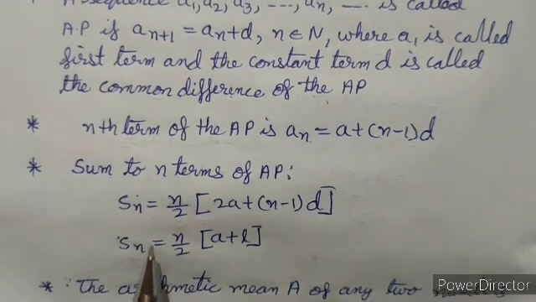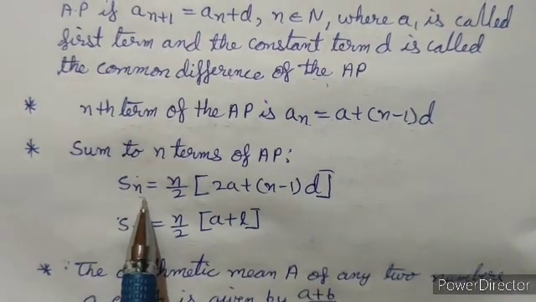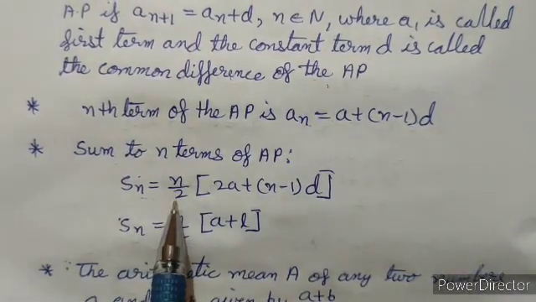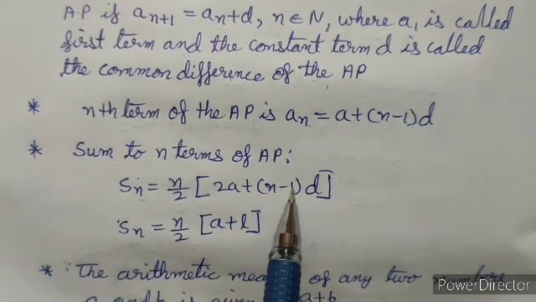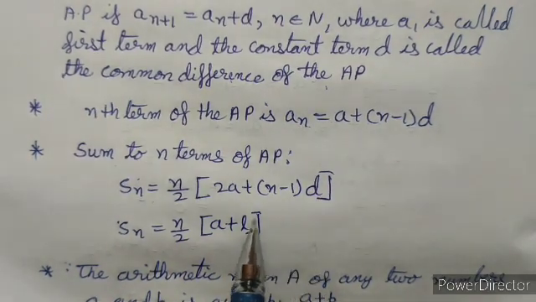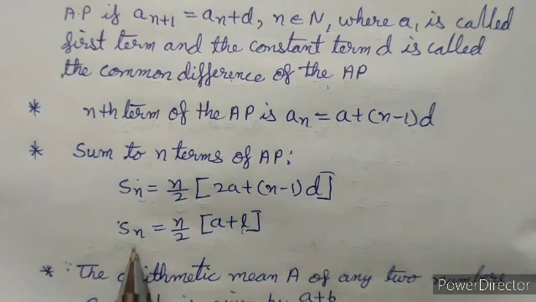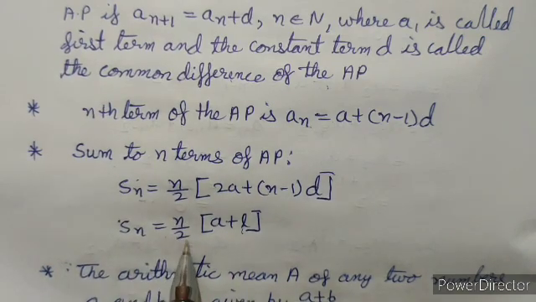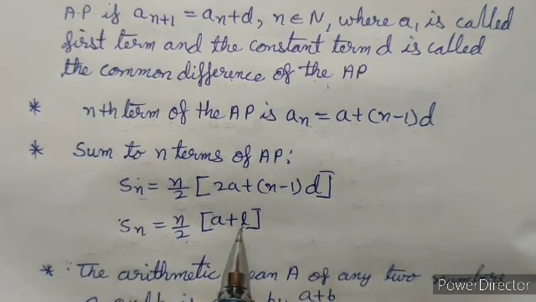The nth term of an AP is an equal to a plus (n minus 1) d, and the sum of n terms of the AP is given by Sn, and that is equal to n upon 2 into (2a plus (n minus 1) d). If the last term l is known to us, then Sn is equal to n upon 2 into (a plus l).